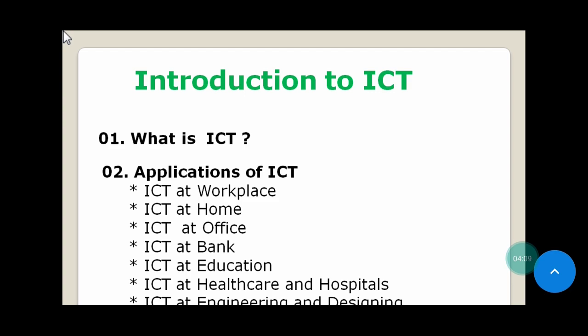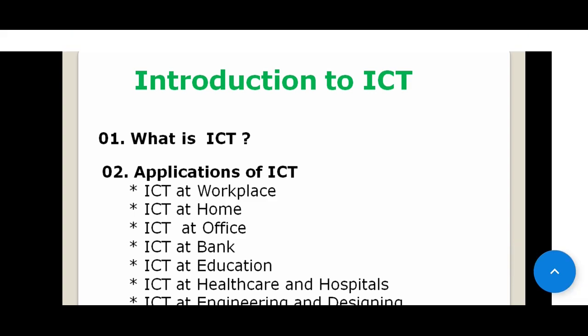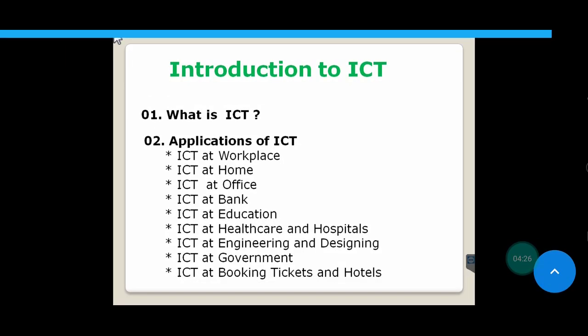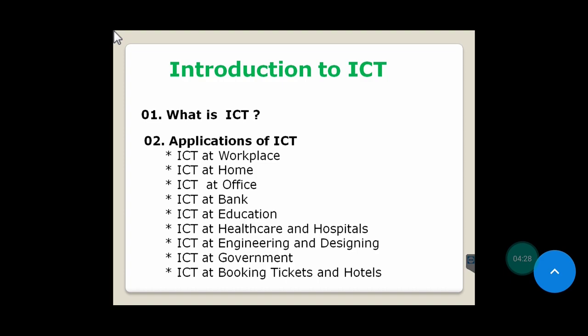Now, the third one, ICT at office. It is used in office to send important messages. Next, ICT at banks. It is used to store information about customers, to take out money from an ATM, and to deposit and withdraw money from the account.